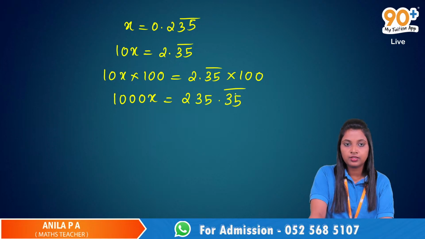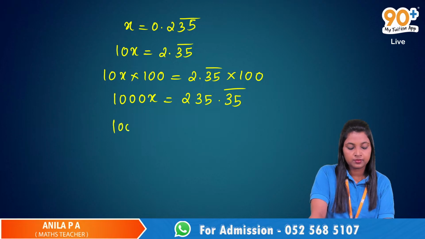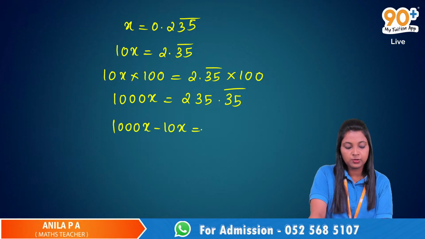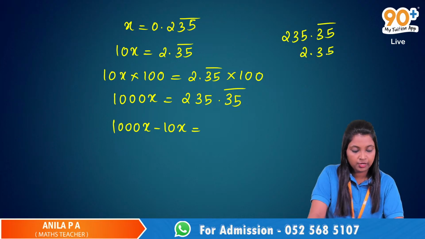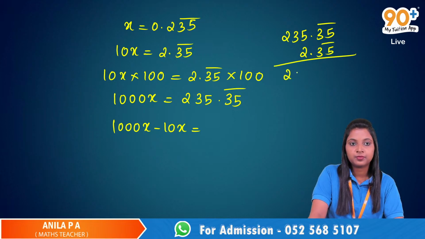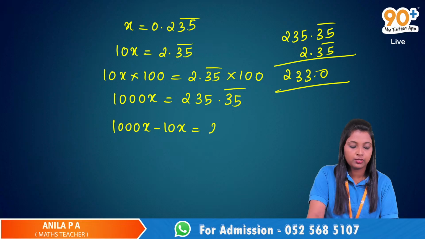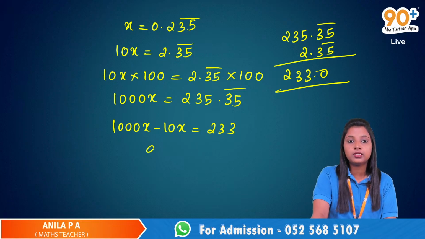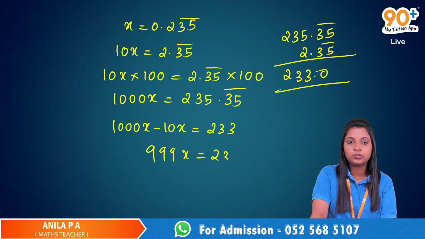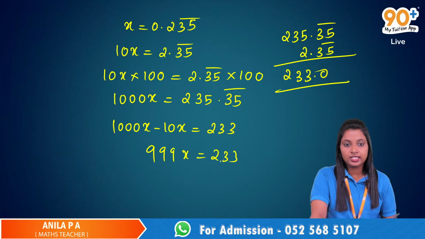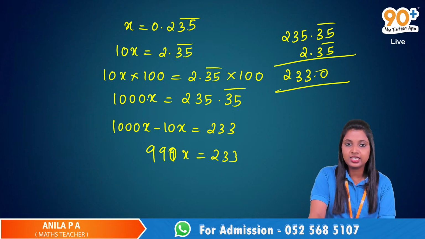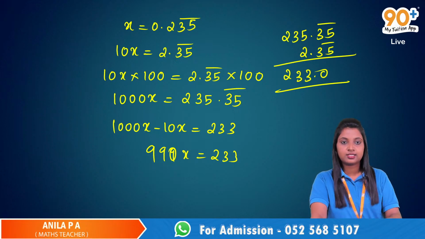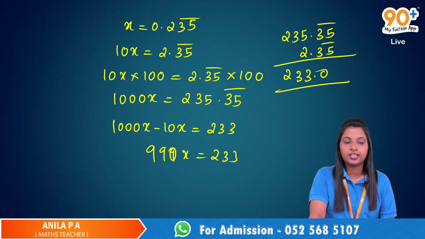235.35 bar. And then we subtract: 1000x minus 10x will be 235.35 bar minus 2.35 bar. So it will be 233. This is 99x is equal to 233. Instead of multiplying it with this 10 after doing 10x and 100x and all, you can just directly take this. Yes, this method is correct.